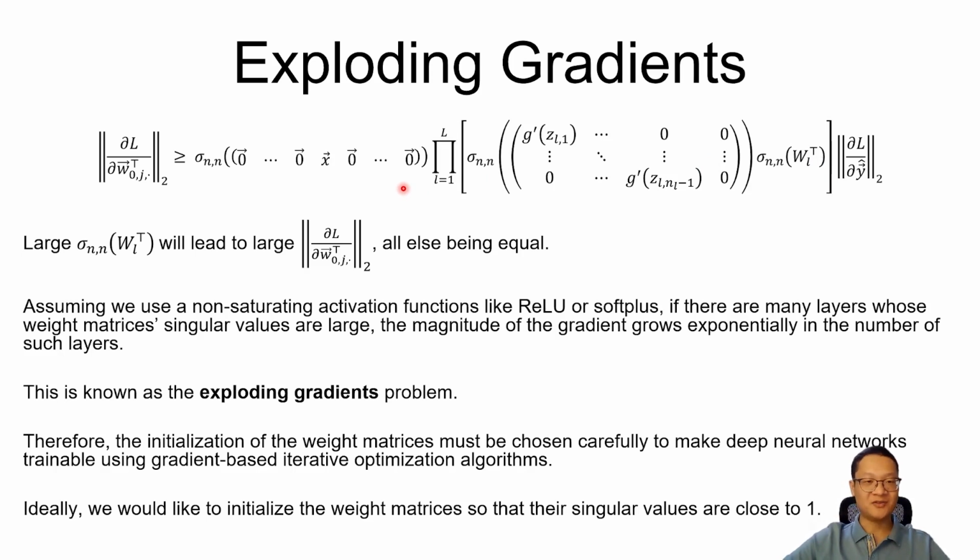So in this case, we need to very carefully choose a good initialization of the weight matrices to make deep neural networks trainable and to prevent the exploding gradients problem. Ideally, we would like to initialize the weight matrices so that their singular values are close to one.